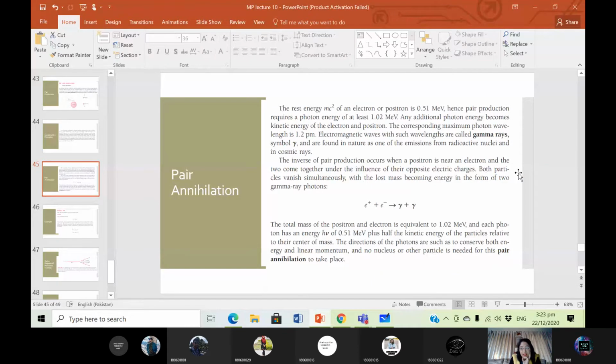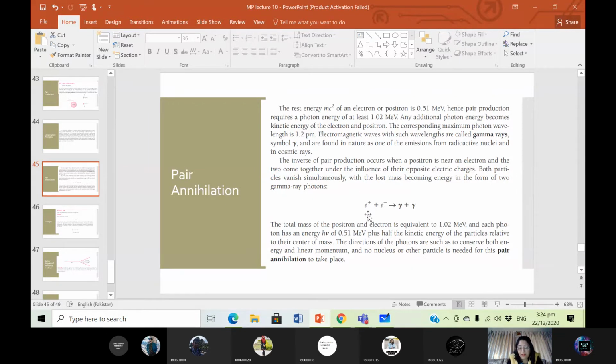A positron is near an electron. The two come together under the influence of their opposite electric charges. Basically, because they are attracted to each other based on their opposite charges, the two particles will come together. They will vanish, and their lost mass becomes energy in the form of two gamma ray photons. So this is also possible.